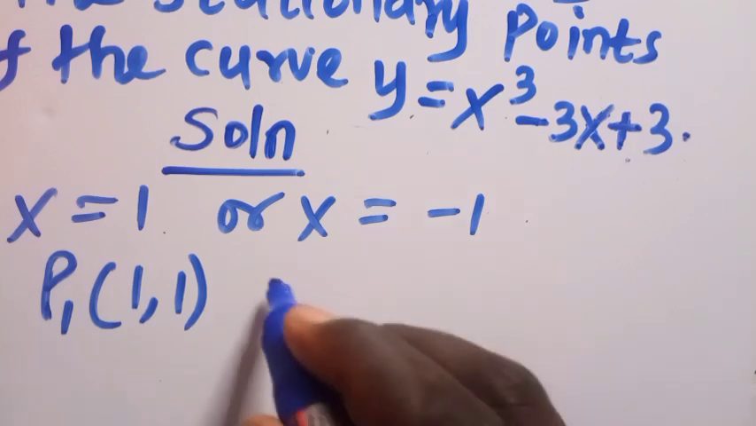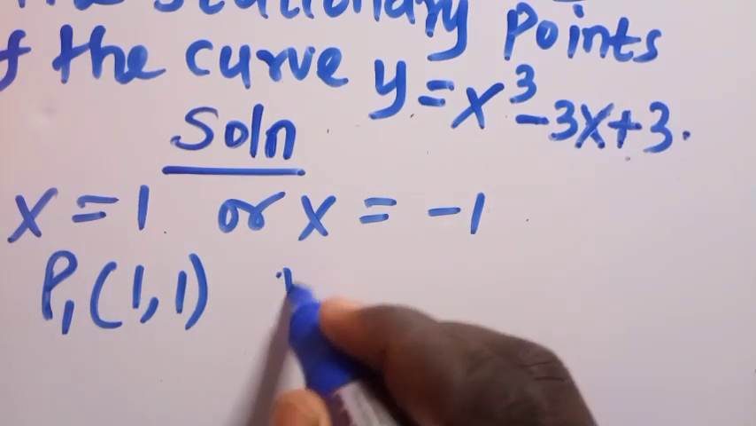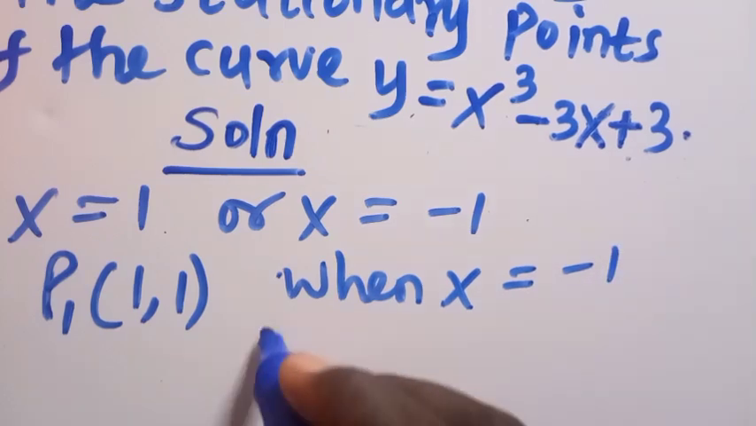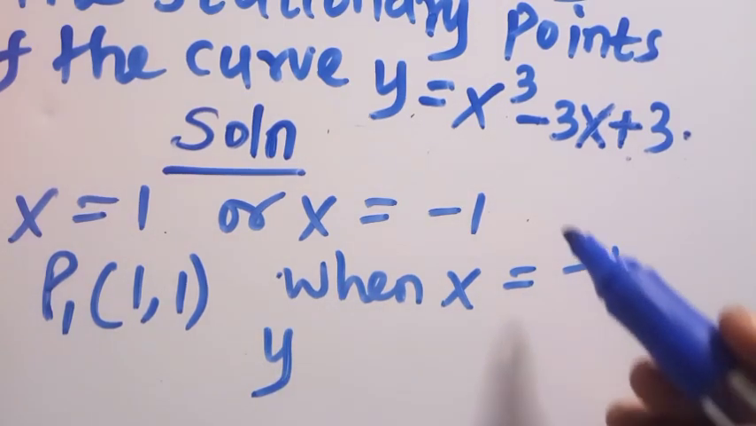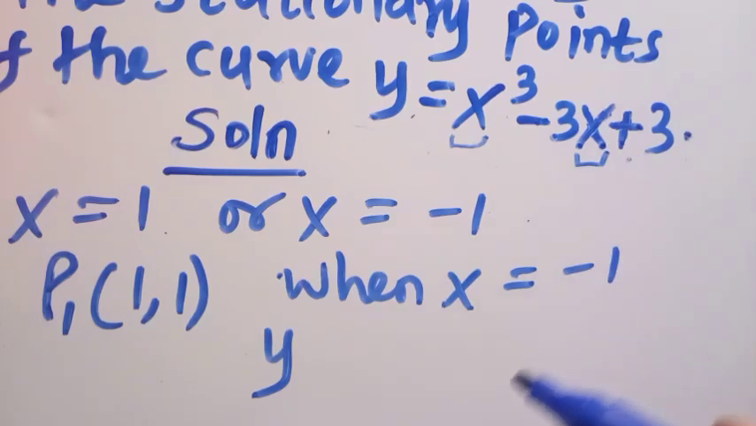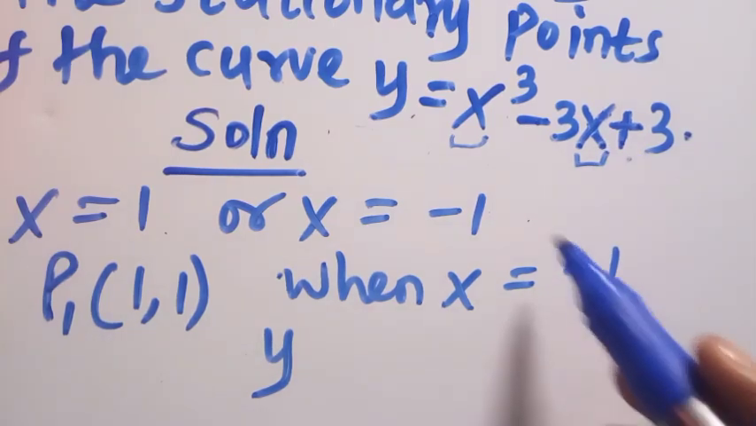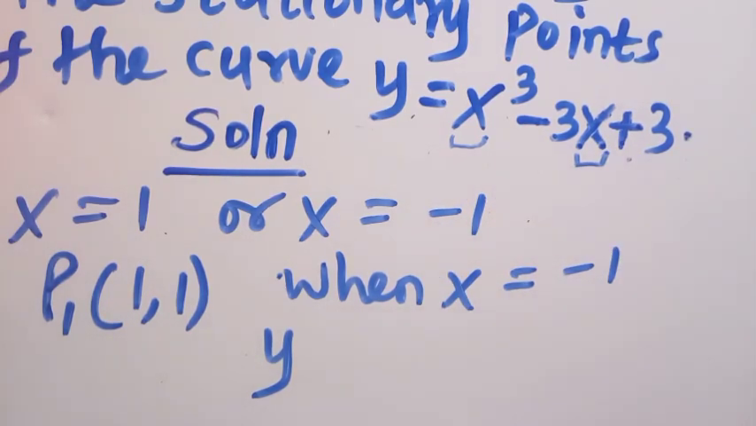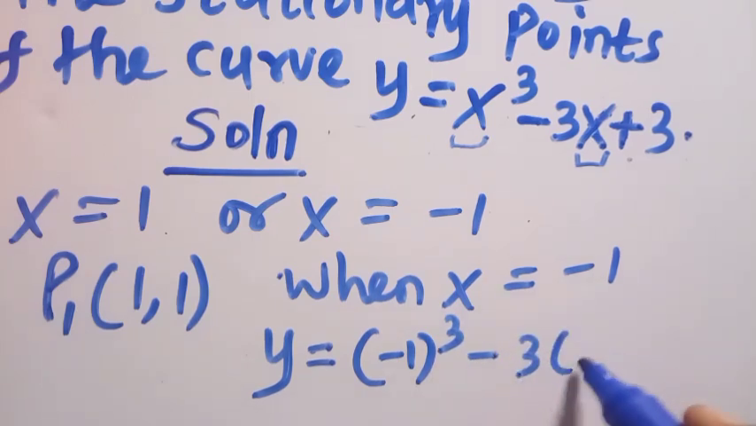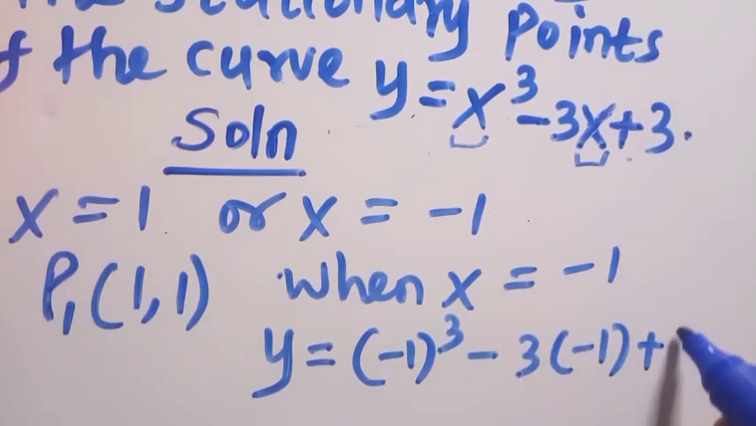That is, when x is negative 1, what is our y? We shall substitute our value of x with -1 in our original equation of the curve. Therefore, we shall have y as (-1) cubed, then minus 3 into -1, then plus 3.